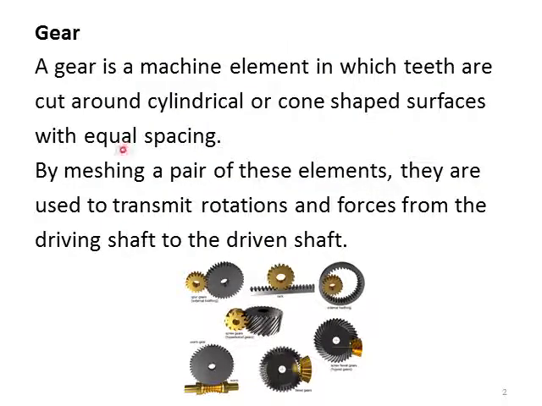A gear is considered to be a machine element in which teeth are cut around cylindrical or conical surfaces with equal spacing. By meshing a pair of these elements, they are used to transmit rotation and forces from the driving shaft to the driven shaft.